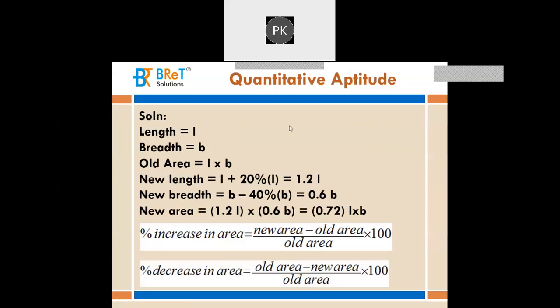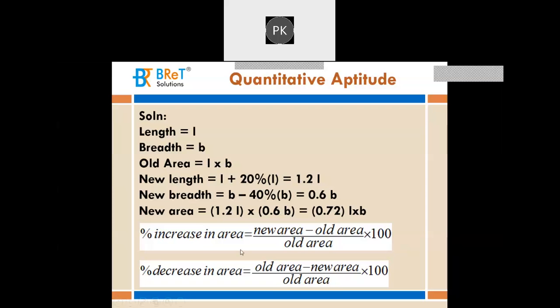Let us assume that the length of the rectangle is L units, breadth is B units. Now old area, that means original area, will be length into breadth. You know the area formula for a rectangle, that is length into breadth. Now the new length will be 20% increasing. That is L plus 20% of L, which will be 1.2 L. Similarly, the new breadth, it is reduced by 40 percentage. That is B minus 40 percentage of B, which will be 0.6 B. Now the new area will be new length into new breadth, which will be 0.72 length into breadth.